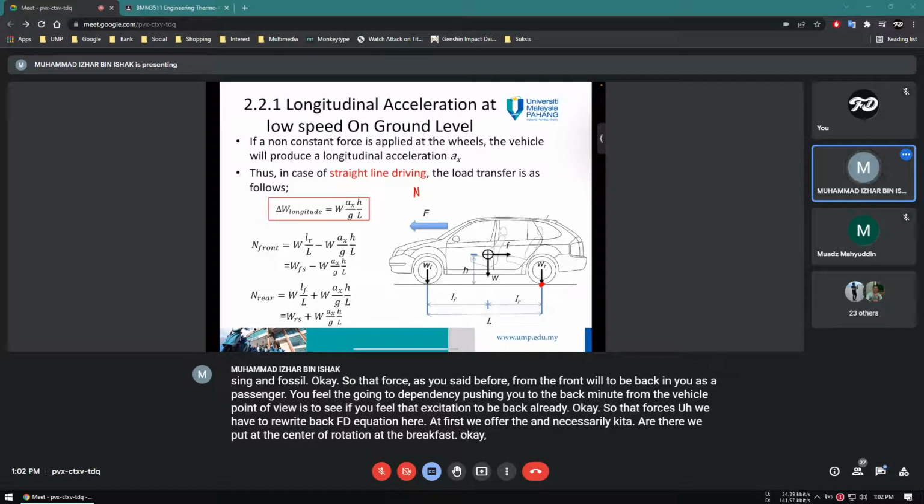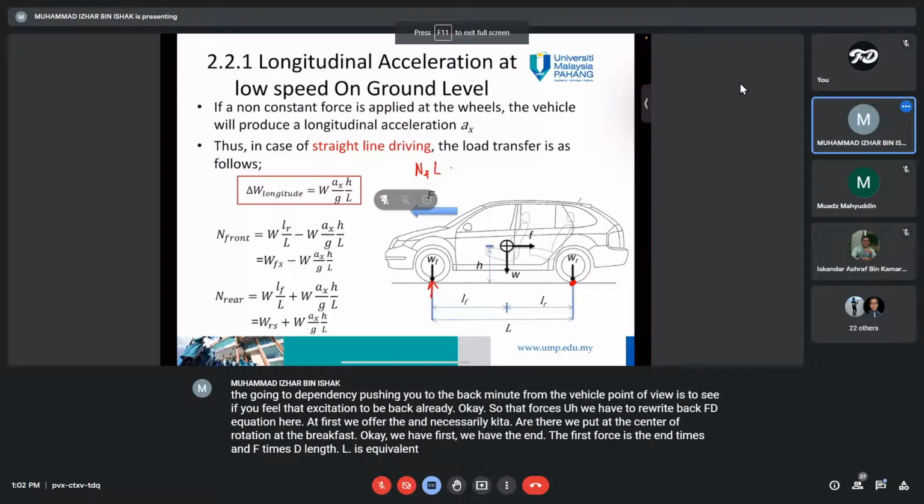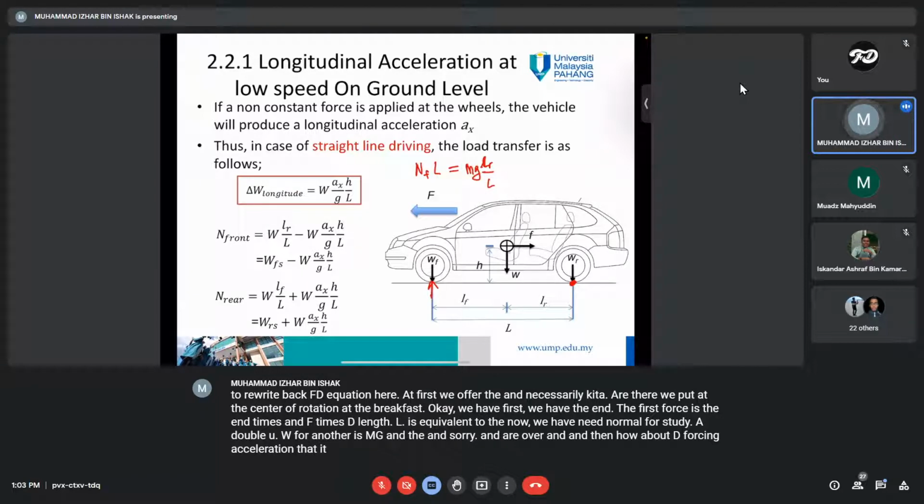Okay, we have first the normal force N, the first force is N times the length L, which is equivalent to the normal force static W, or in other words mg times LR over L. And then how about the force, the acceleration from just now?